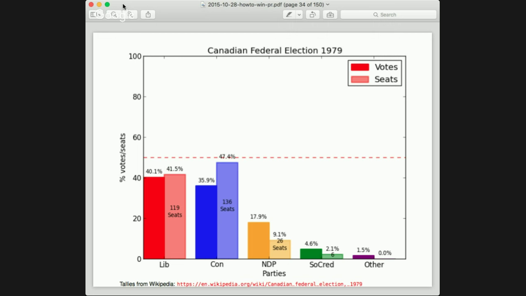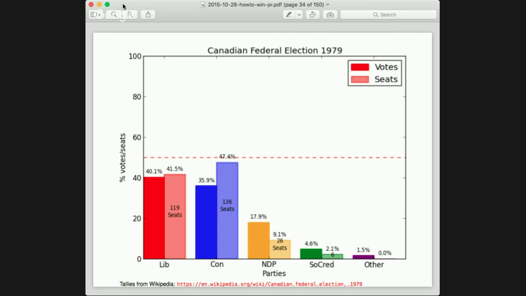Nick wasn't born then. That was Joe Clark. Joe Clark and Justin Trudeau's dad. So Joe Clark's government did not last that long, and then Justin Trudeau's dad won again, but it's still an example where the party that got fewer votes, in this case quite significantly fewer, got more seats. So that's a thing that can happen in First Past the Post.